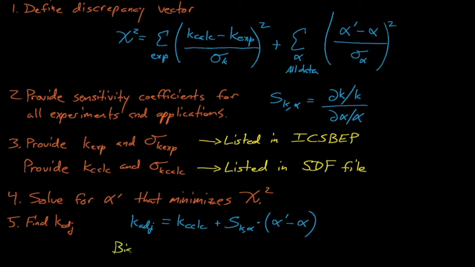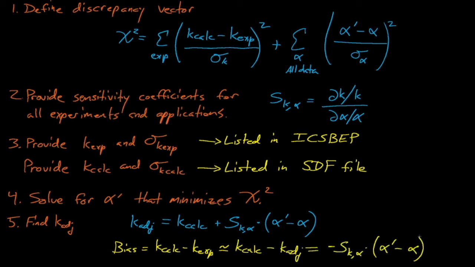The computational bias for our application can be estimated by taking the difference between the original calculated eigenvalue and the adjusted eigenvalue, which again stands in for the experimental eigenvalue.